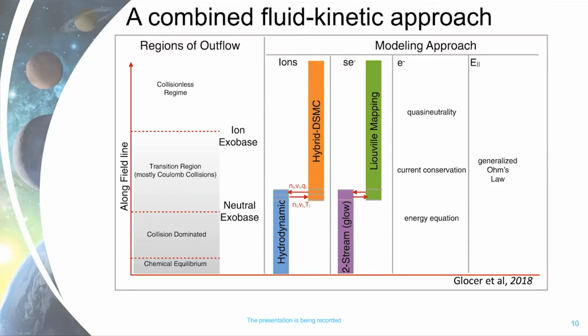We're also including a superthermal electron population, using the two-stream approach at low altitude and collisionless kinetic mapping at high altitude. Then we have a thermal electron population, which enforces quasi-neutrality and current conservation, and we solve a separate energy equation for that population. All of these disparate plasma constituents are tied together with a generalized Ohm's law, which lets us get the parallel electric field.